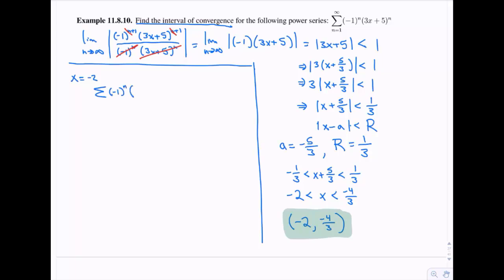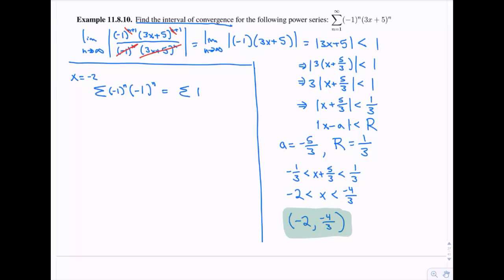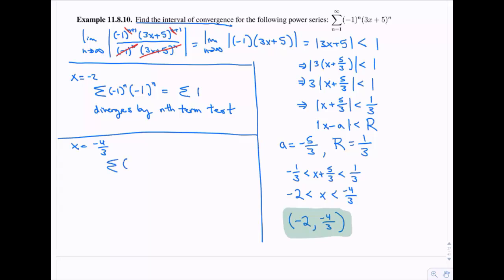So I have my negative 1 to the n times, so negative 2 times 3 would be negative 6. Negative 6 plus 5 is negative 1 to the n. So in this case, this would just be the sum of 1 from n equals 1 to infinity. So the limit of our sequence, right, it's just 1. So this is going to diverge by the nth term test, right? The limit of our sequence of terms is supposed to head towards 0, but this one's just 1. Okay, so it diverges at -2.